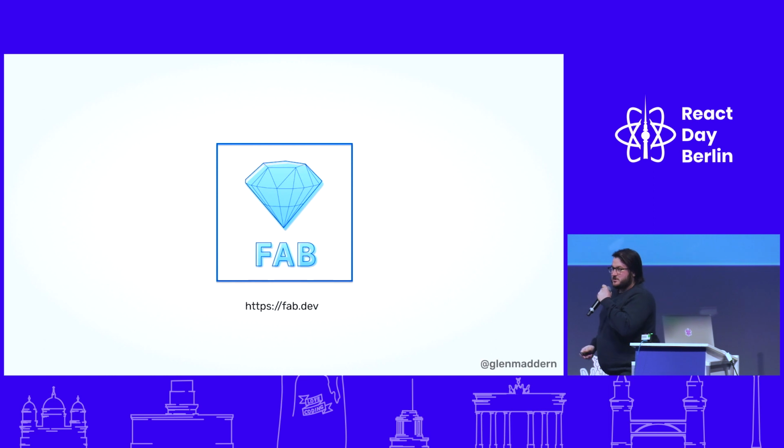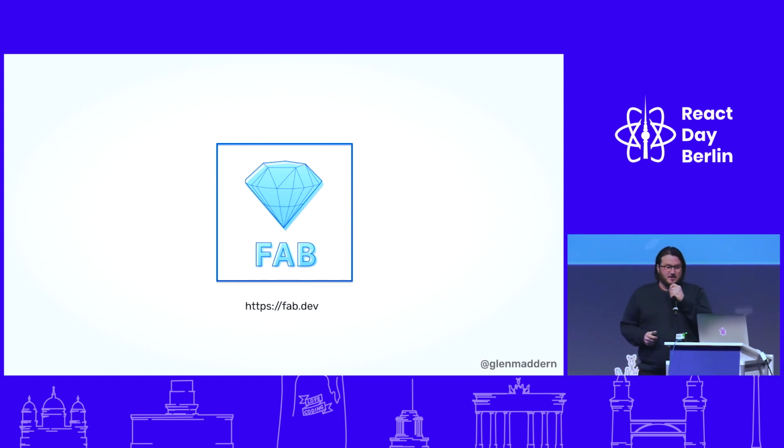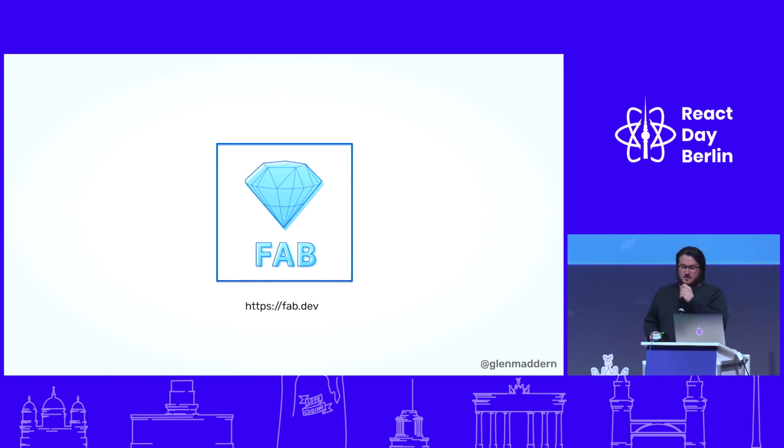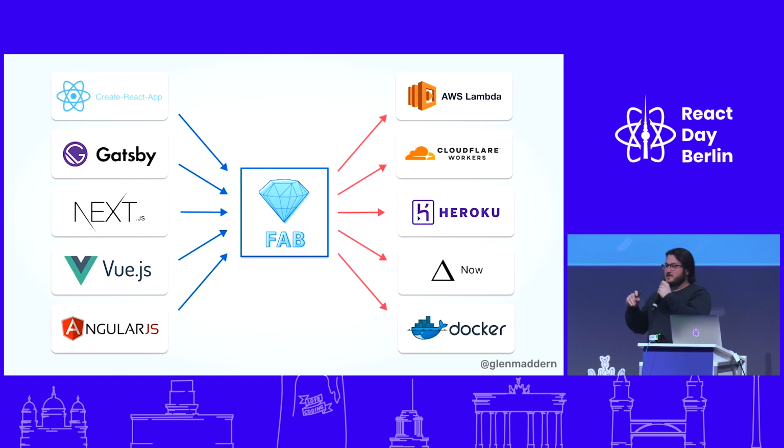What I'm talking about today is a project called Fab, which stands for Frontend Application Bundles, and the website is fab.dev. Basically, it's a container format that sits between the frameworks that you'd be authoring to build a website and the places that you might want to host that site.